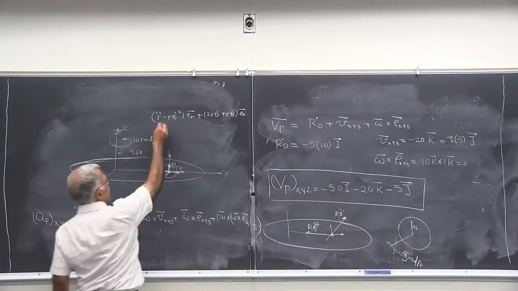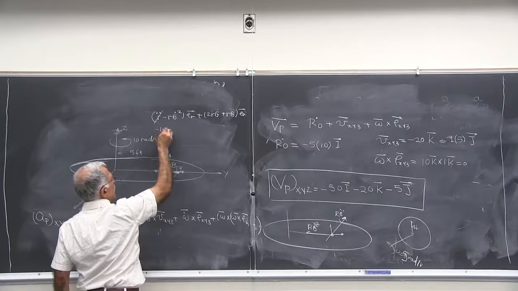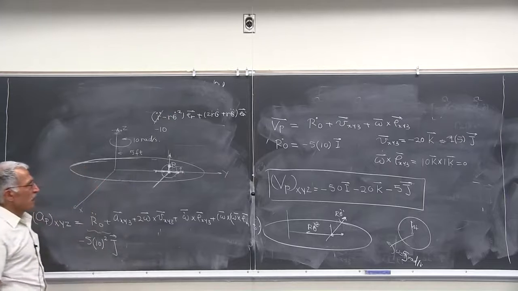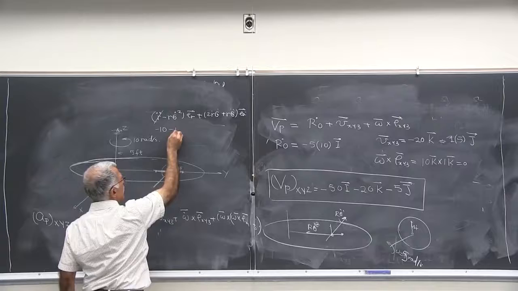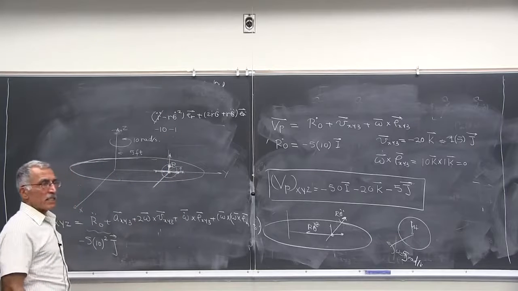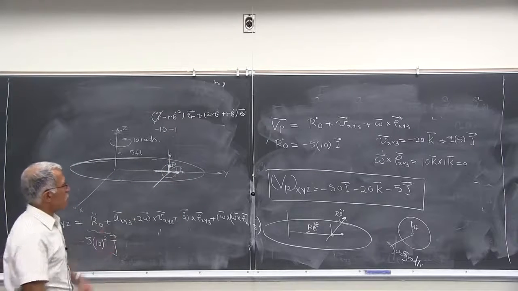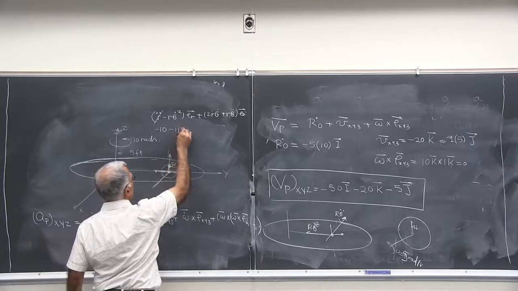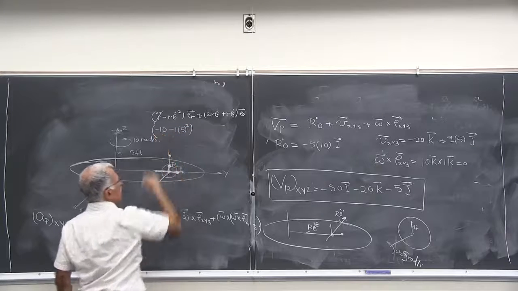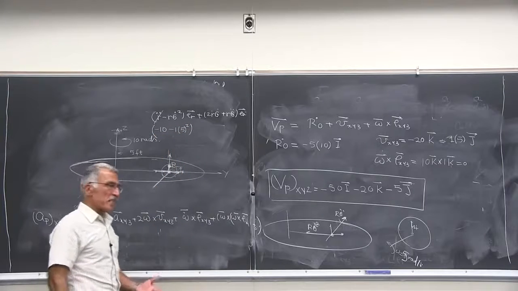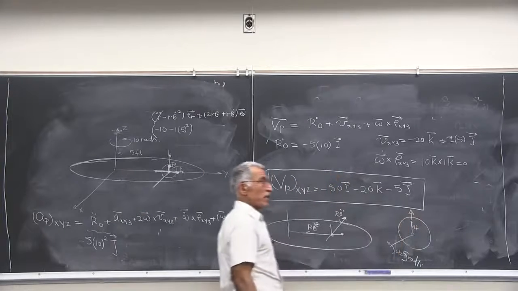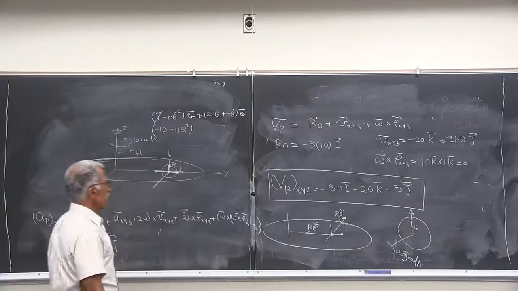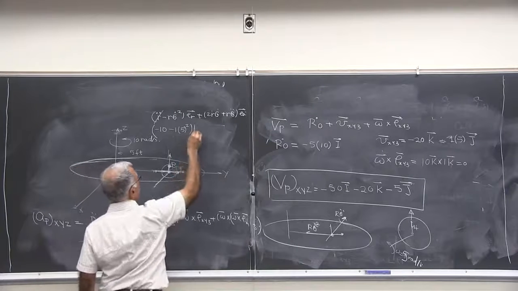So your r double dot is equal to minus 10. Your r at this instance is equal to 1, and theta dot square is 5 square. And your er at this instance is in the direction of capital K.